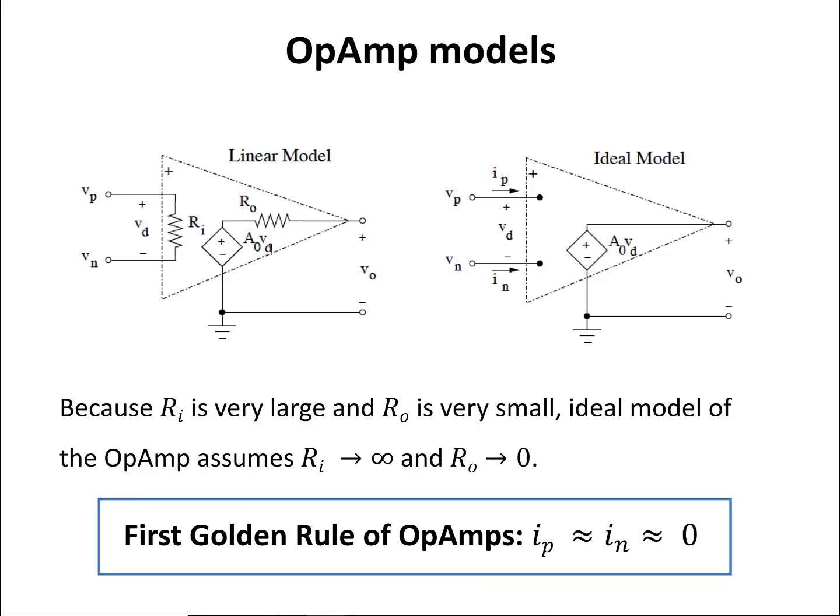The linear model of the op-amp consists of an input resistance connecting the two input terminals of the op-amp, an output resistance, and a voltage dependent voltage source. Because Ri is very large and Ro is very small, in the ideal model of the op-amp we can assume that Ri goes to infinity and Rout goes to 0. That means there is an open circuit between the two input terminals of the op-amp. Which brings us to the first golden rule of op-amps, which states that in ideal op-amps, both IN and IP are almost equal to 0, so there is no current flowing into the input terminals of the op-amp.